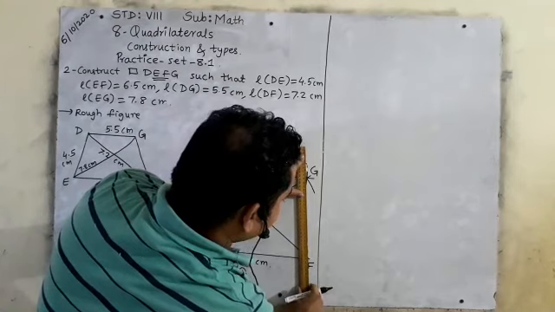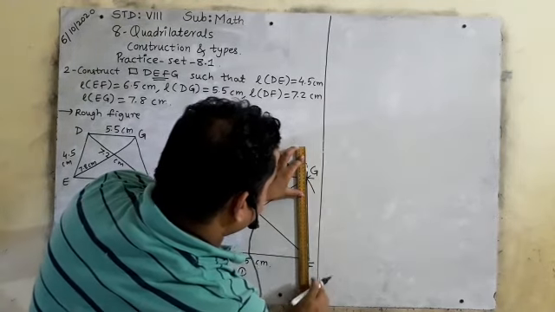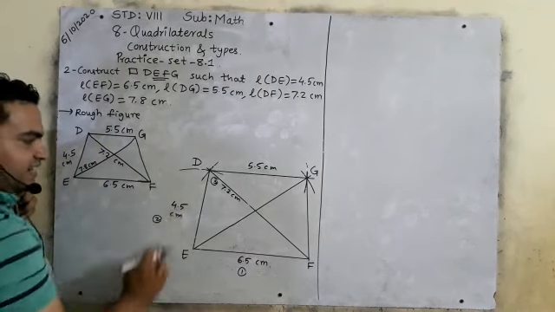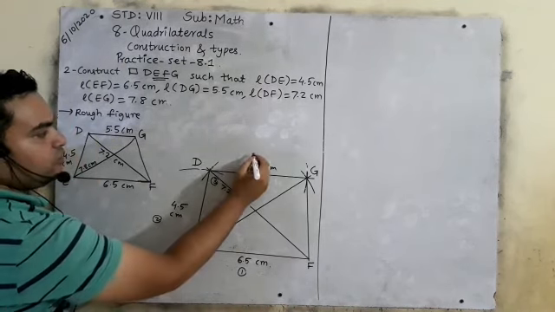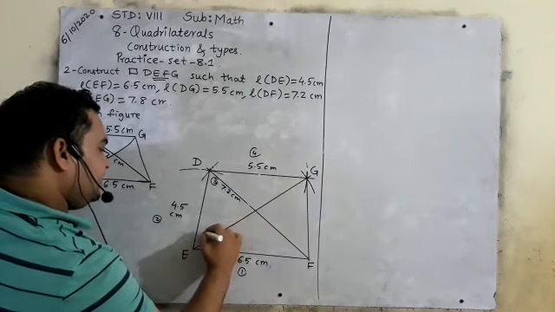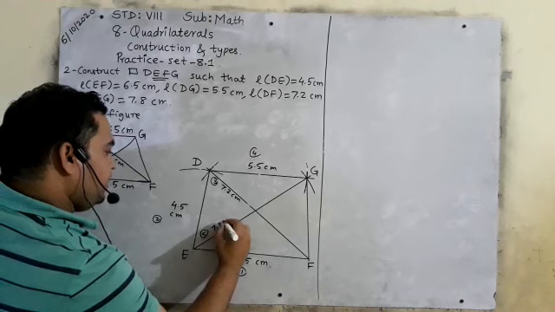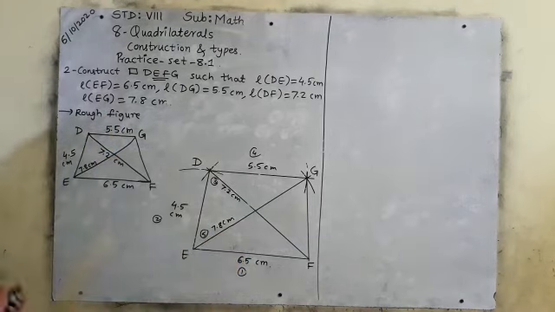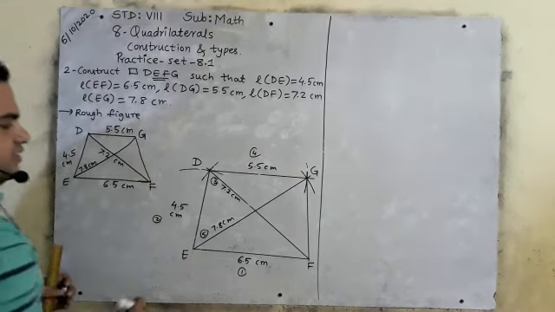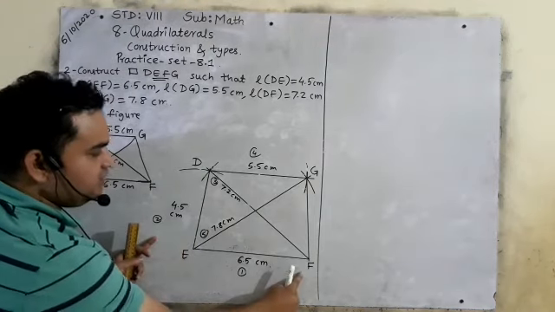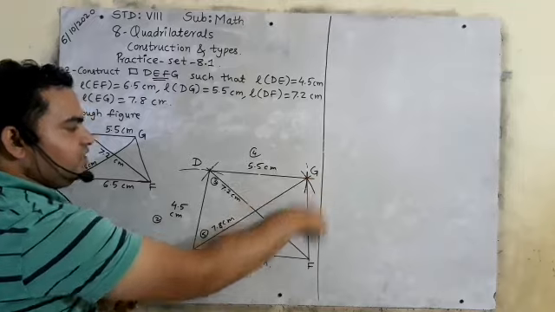Is it clear? So simple. I hope you understood how to draw. First I will draw EF, then I will draw ED, then DF, fourth one I will draw DG, then fifth one I will draw EG, that is 7.8 centimeter. Is it clear? Then you will join the figure. So this is how EF will be your base, and you will construct the rest of the things like this. First, second, third, then fourth, then fifth, then you will join it.